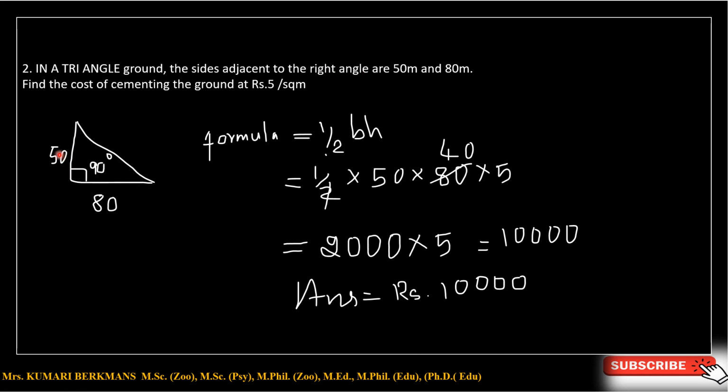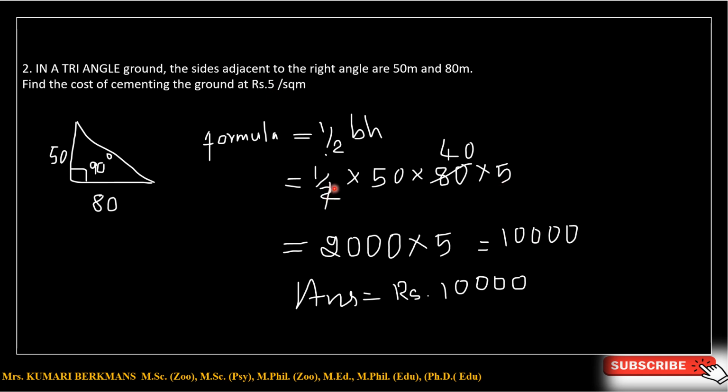Right angle triangle, so that is 90 degrees. So let us draw it, and these are the two sides. Let us apply these values here. See, 1 by 2 into 50 into 80 into 5. The cost of the amount is 5 rupees, so let us calculate this also into 5.